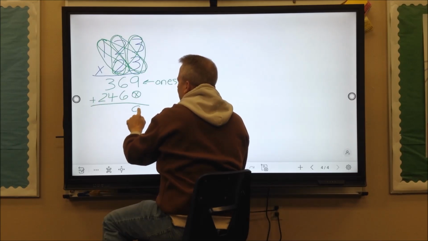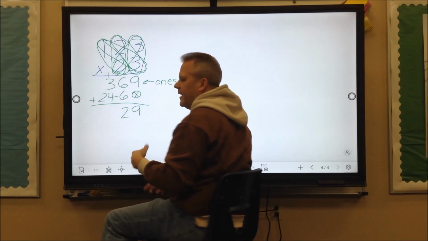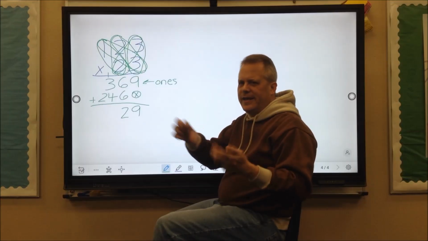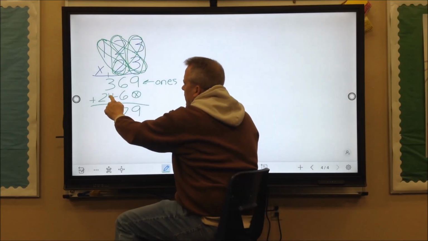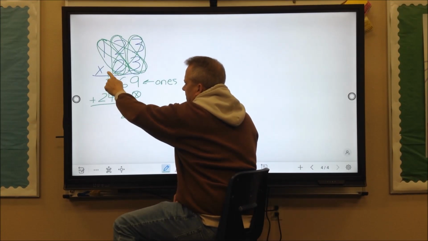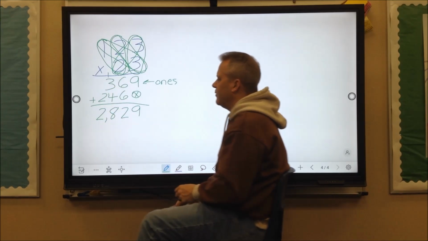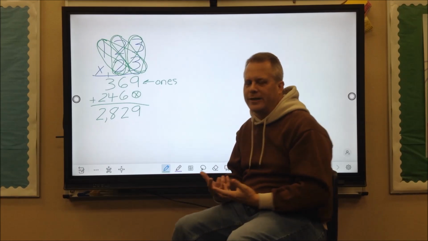Now when I add up all of this, 6 plus 6 is 12. I need to carry the 1. I've got 12, so I've got to break apart the tens from the ones. So 4 plus 3 is 7, plus 1 is 8. And then I'm going to get a grand total of 2,829.